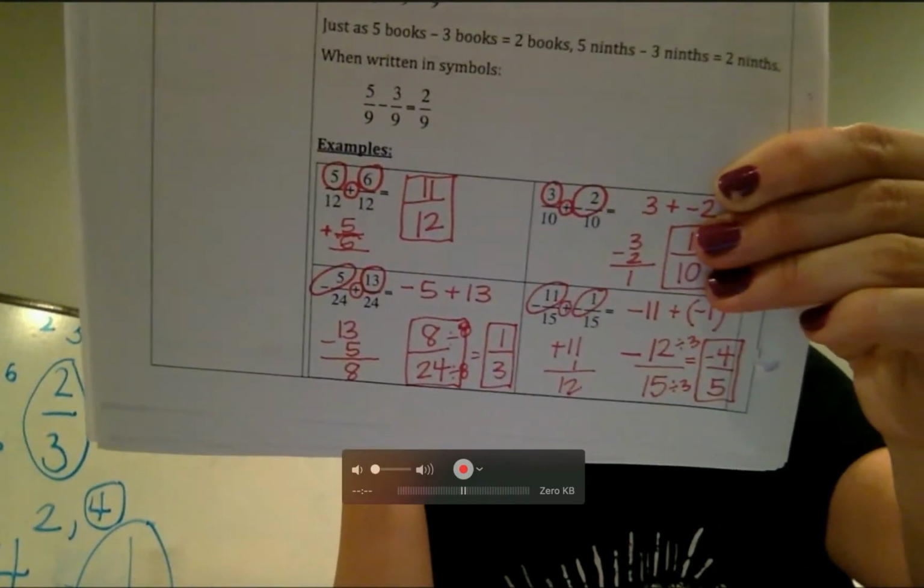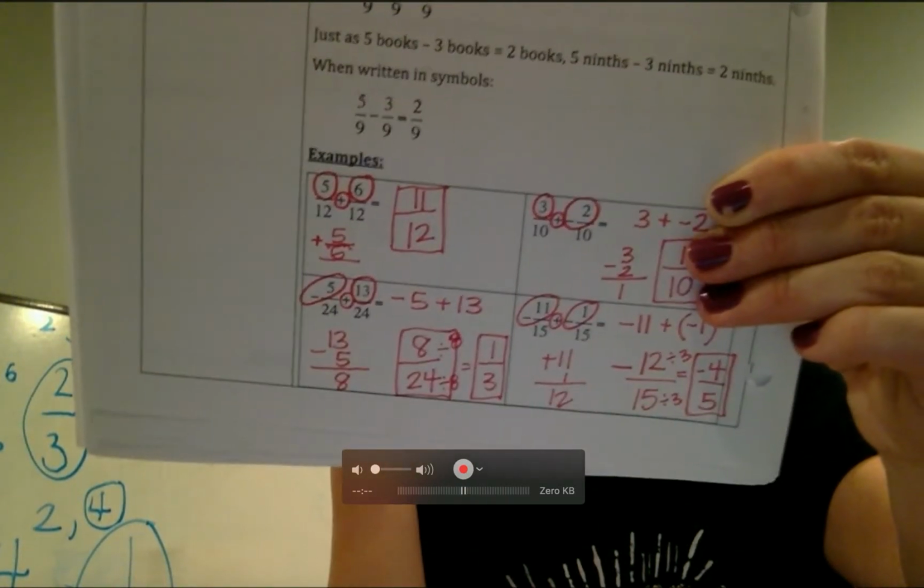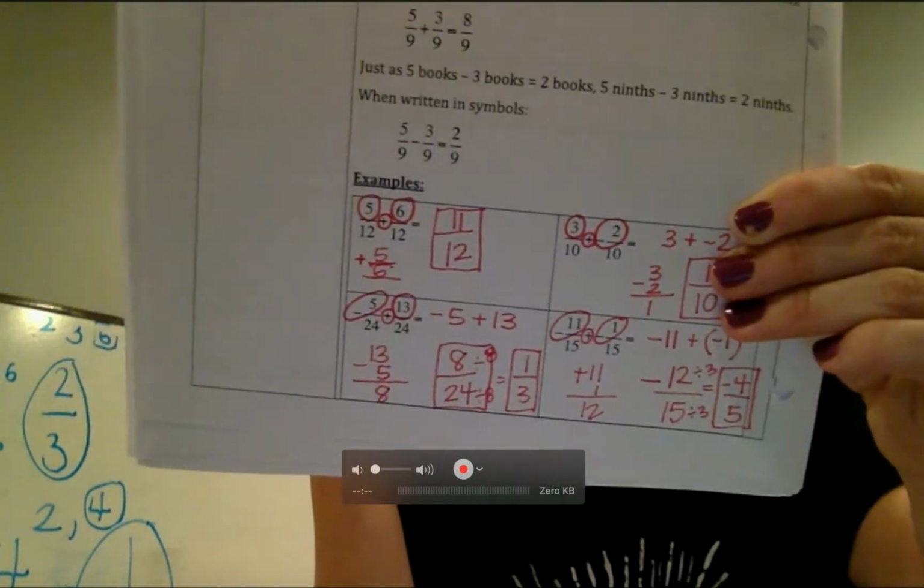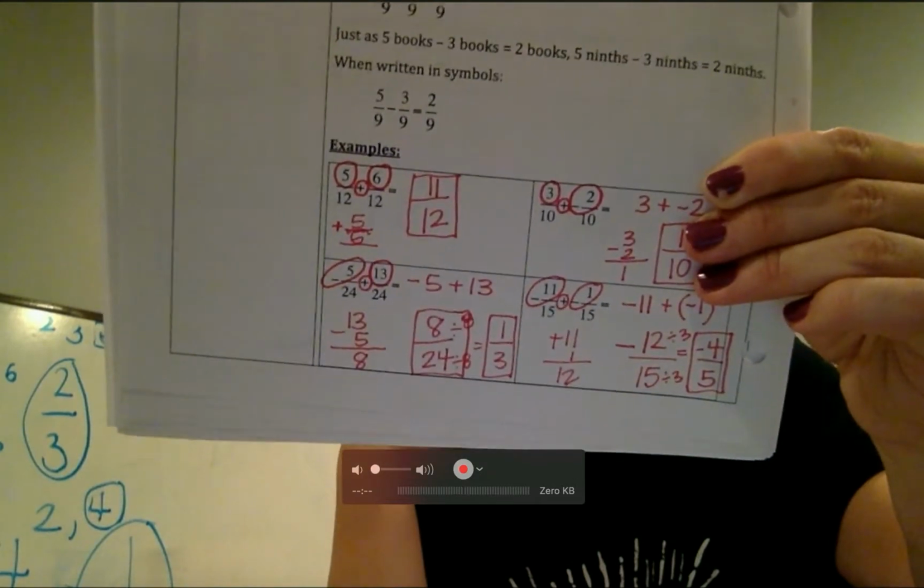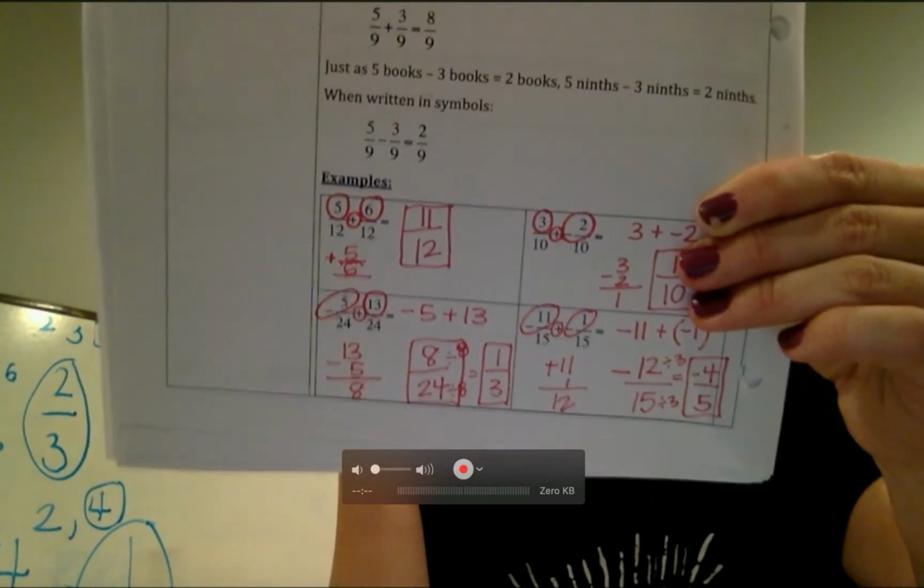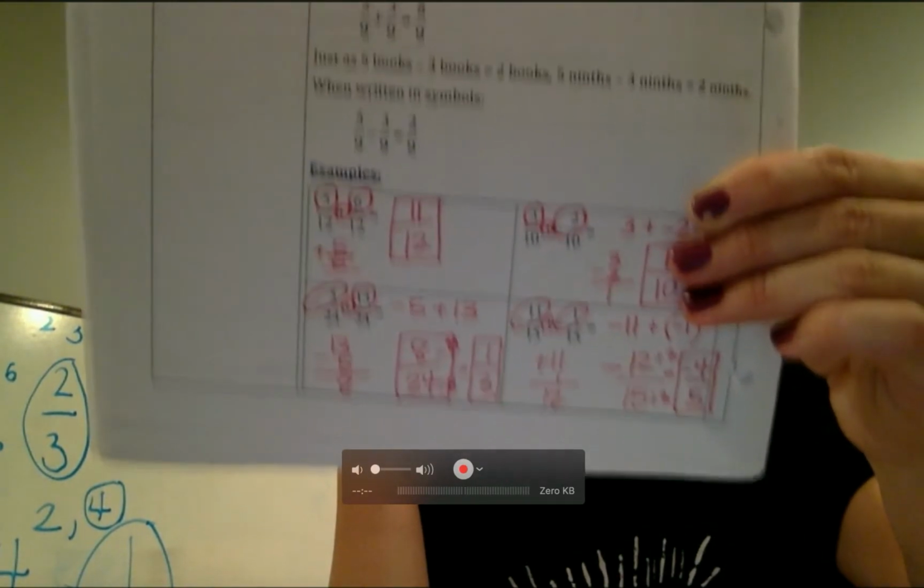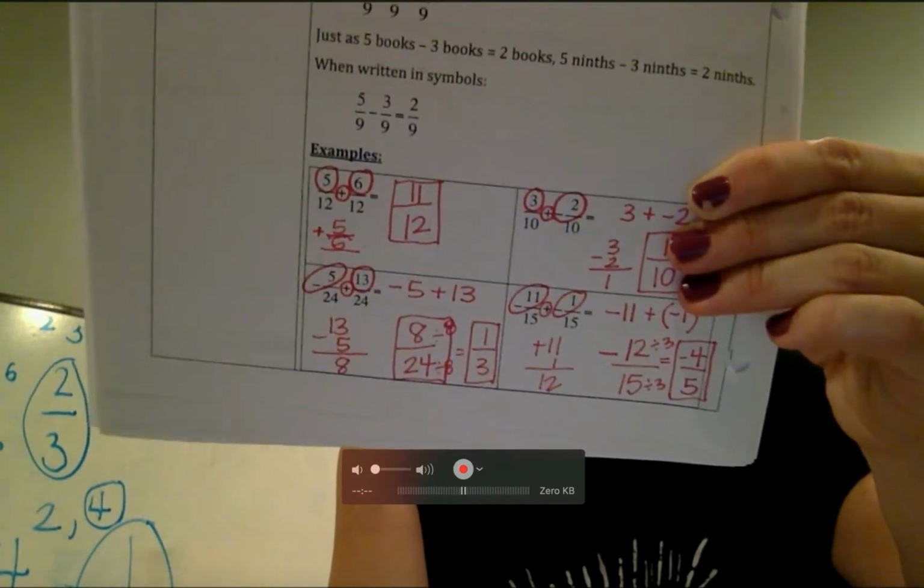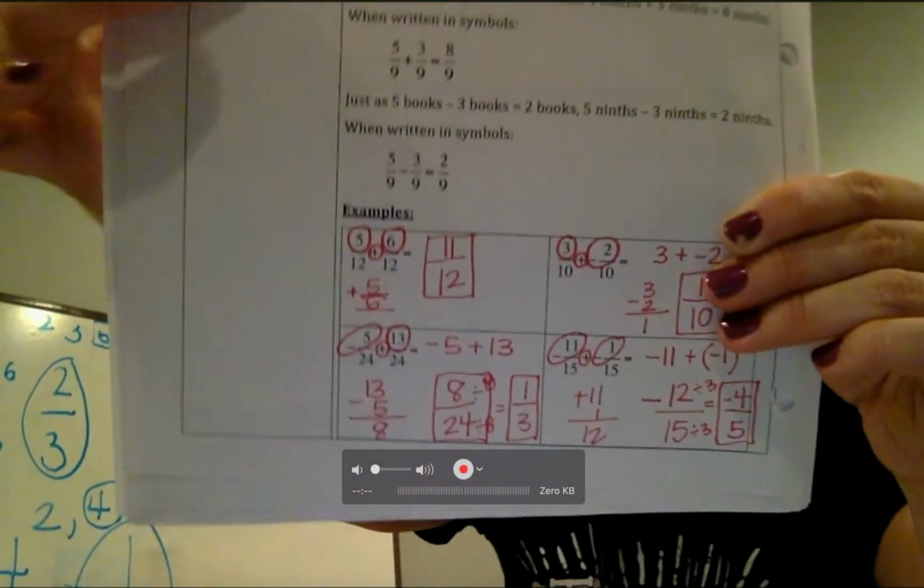So what are the factors of 8 and 24 that they have in common? They're both divisible by 8. They're also both divisible by 2, but 8 is a bigger factor, so I'm going to use that one. Divide the numerator and the denominator by 8, and you get an answer of 1/3. There's more positives than negatives, so I feel good about my numerator being positive.